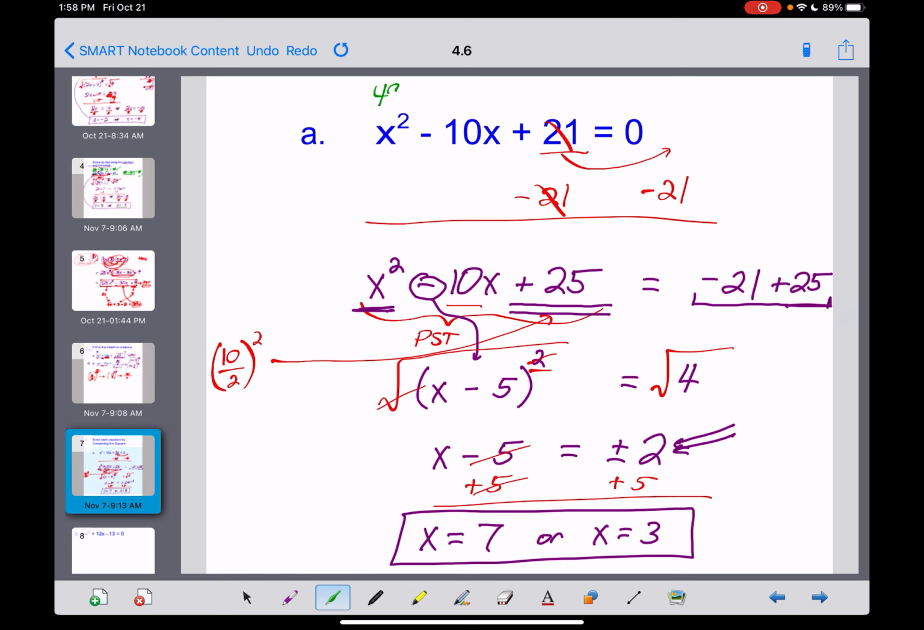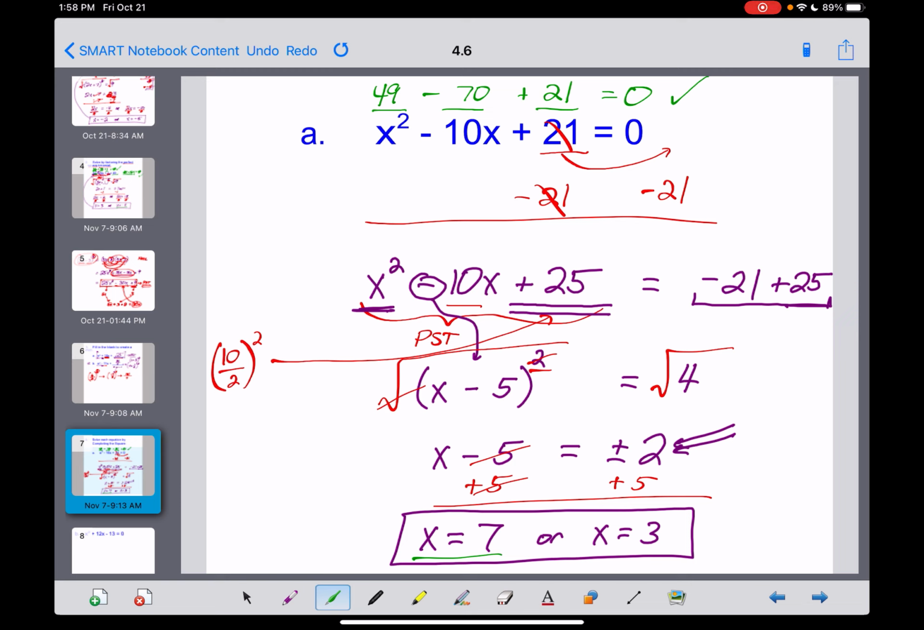7 squared is 49, minus 10 times 7 is 70, plus 21. Well, 49 minus 70 is negative 21, plus 21. Yep, that equals 0. So x equals 7 checks out. And how about the 3?